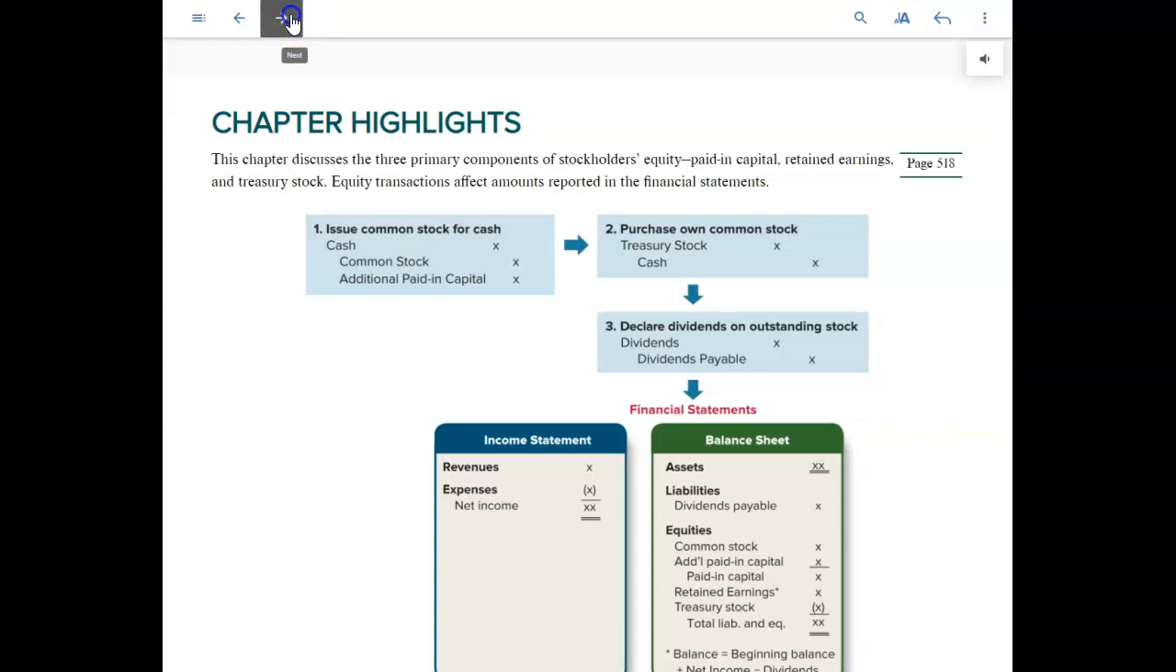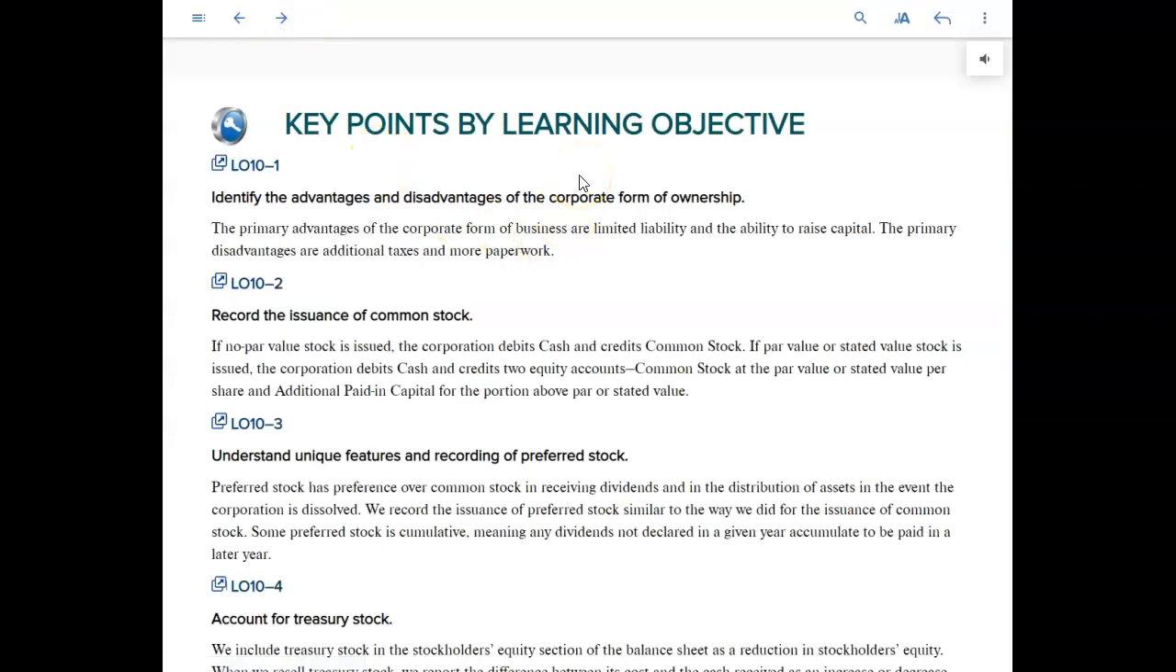Chapter highlights. So this is the end of the chapter. So quite a bit of detail here when you're talking about stocks and dividends and so forth. So read the chapter yourself, and good luck with the studies.